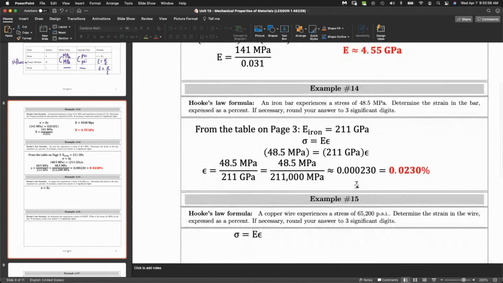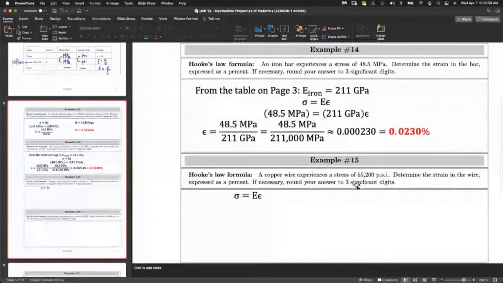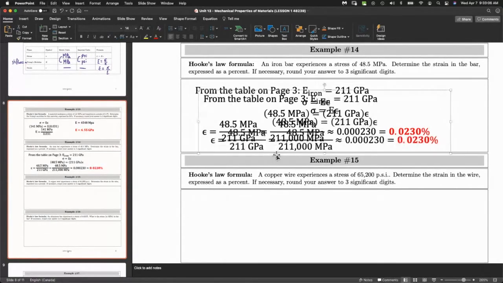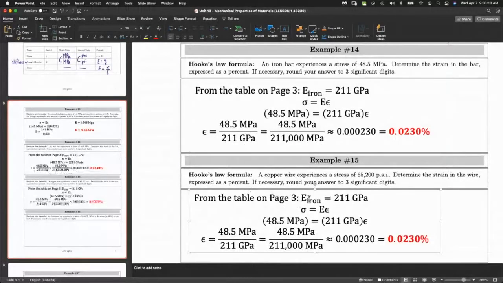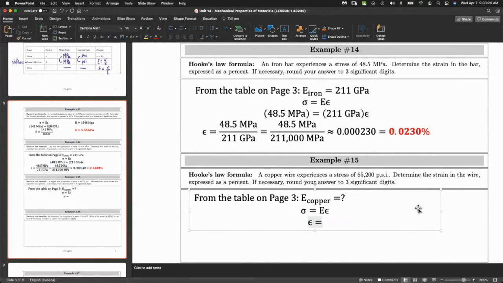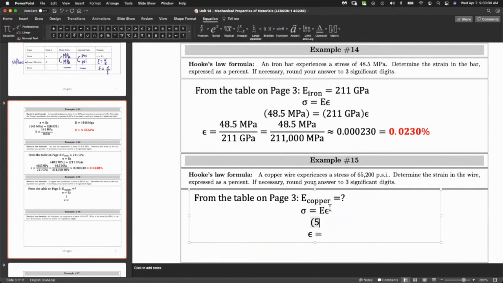Got a copper wire. Basically, question 15 is the same as 14. The units are different, that's all. We're going from a metric situation to an imperial situation. I'm just going to recycle a lot of this here. So there's kind of the skeleton of the question. So we have the stress. The stress is given. It's 65,200 psi.